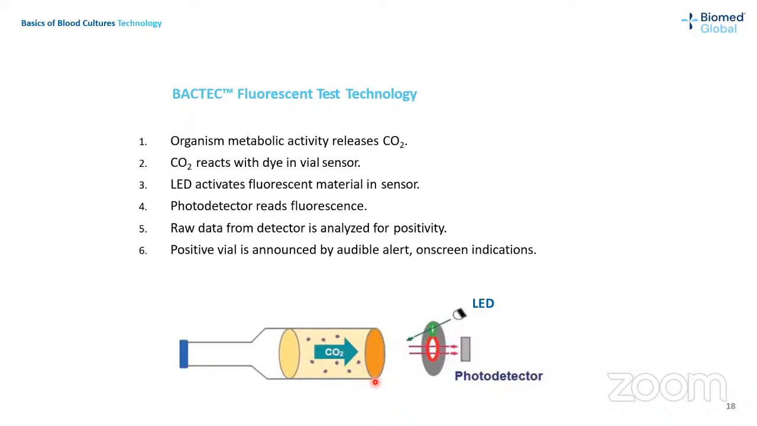So when you take that bottle and put it into the machine, an LED will activate the fluorescent material in that sensor, and a photo detector then reads the analyte for positivity. Positive results are announced via an audible alarm on the machine, as well as a red light coming on. A red light will indicate that there's a positive vial, as well as on-screen indications on the PC system.